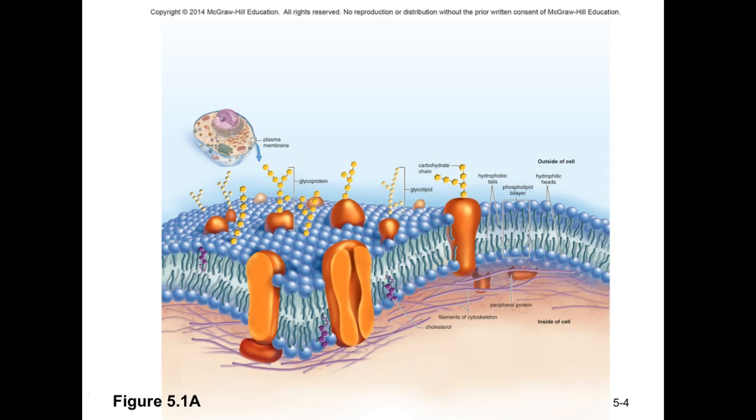So overall, here's a generalized structure. In class, you have or will create the cell membrane. If you have it, it's a good idea to pull that out now and look at it, just to get a general overview of what the cell membrane looks like.